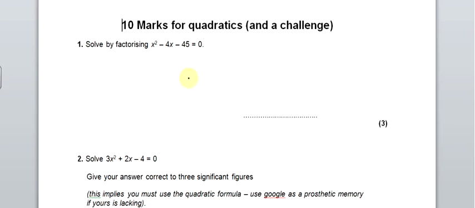Welcome to the solutions to the quadratics questions. It's one of my favourite topics, this. So we're going to start off by solving by factorising x squared minus 4x minus 45 equals 0.